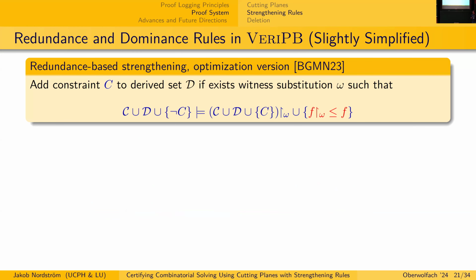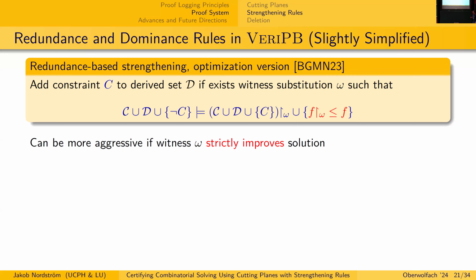And if we want to formulate this rule in the very PB system, we have to say that we have this core set, we have this derived set, and this together with not C should imply everything with C added under this witness omega. And then if I have an objective, it's very important that when I patch my assignment, I should not make the objective worse. So I'm always minimizing my objective.